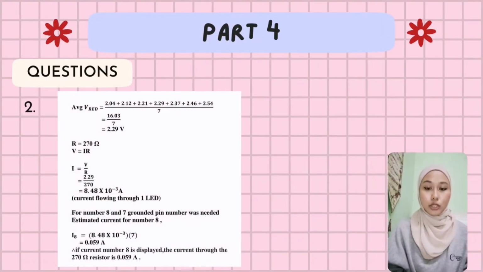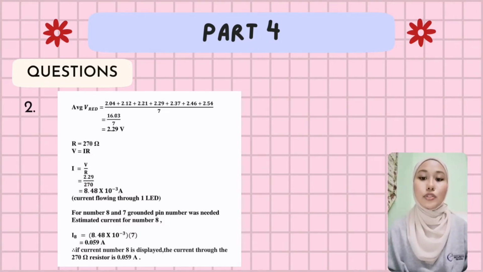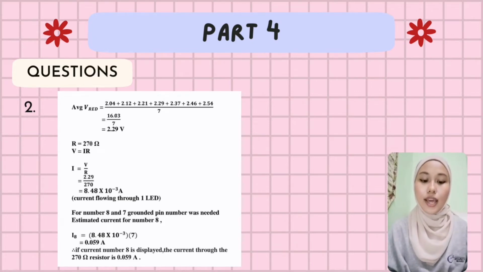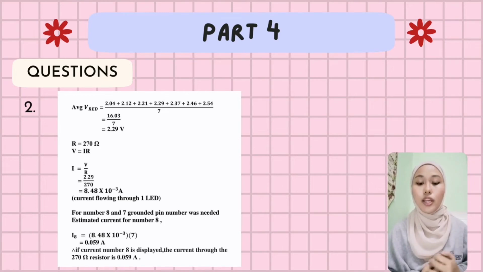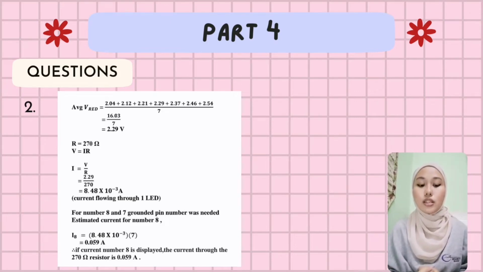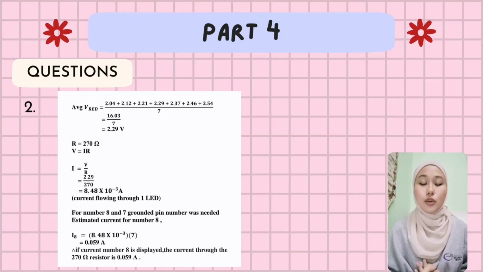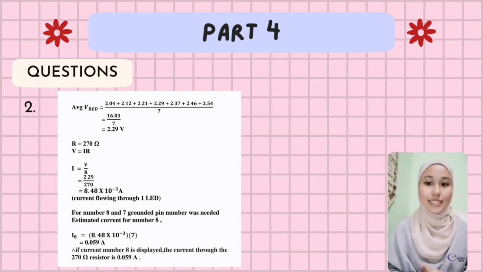Next, for question number 2, it asks us to estimate the current through the 270 ohm resistor if the number 8 is displayed. For the first step, we need to find the current flowing through one LED. Then we use the formula V equals IR. For the voltage, we calculate the average of red LED voltage, and we got 2.29 volt. After that, we rearrange the formula V equals IR, and we got 8.48 times 10 power of negative 3 ampere. That is the value for the current flowing through one LED.